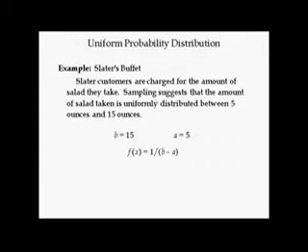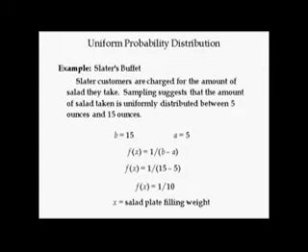F of x equals 1 divided by the quantity b minus a, which is equal to 1 divided by 15 minus 5, or 1 divided by 10. Now this looks familiar. It looks a lot like the uniform discrete probability distribution. X equals salad plate filling weight.